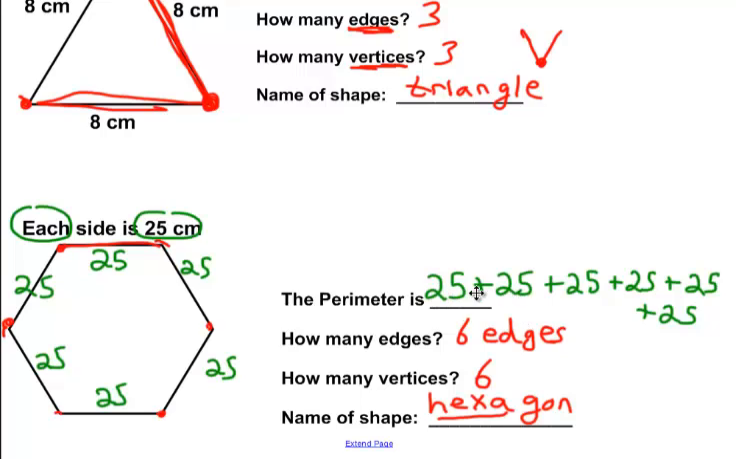So I wrote out all of them. 1, 2, 3, 4, 5, 6. And look, we know how to count by 25, so that's not a big problem here. We have 25, 50, 75, 100, 125, 150. So the perimeter is equal to 150 centimeters.